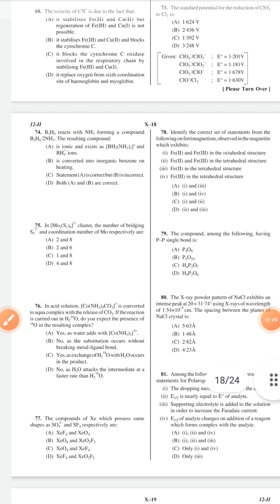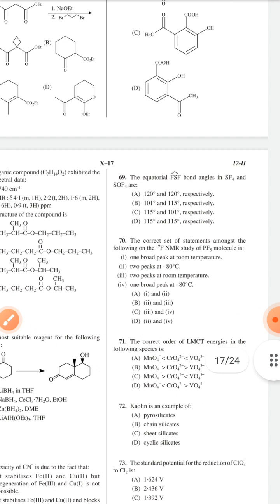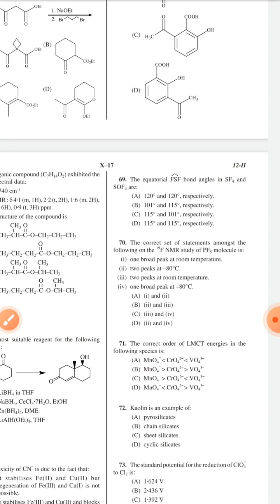Next, question 69. This question is from main block elements. The equatorial F-S-F bond angles in SF4 and SOF4 are. Okay, here the correct option is option B, 101 degrees and 115 degrees. At first we have to draw the structures of SF4 and SOF4, then we get the correct bond angles.